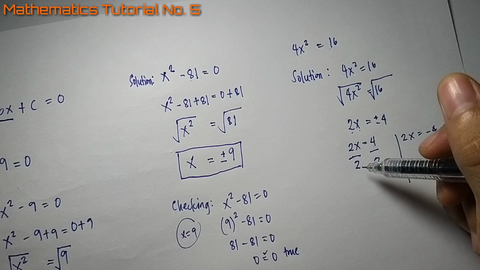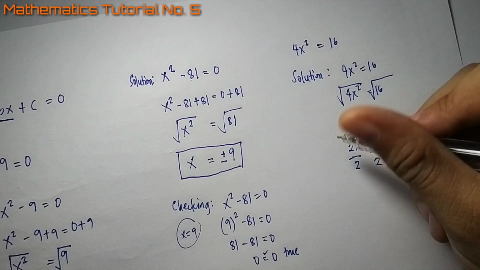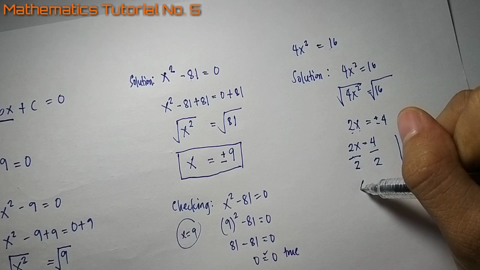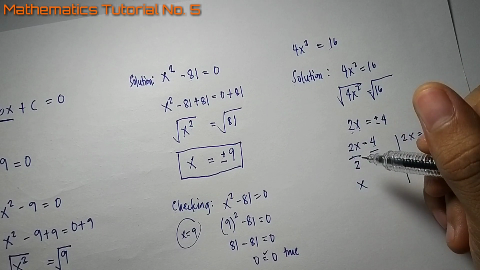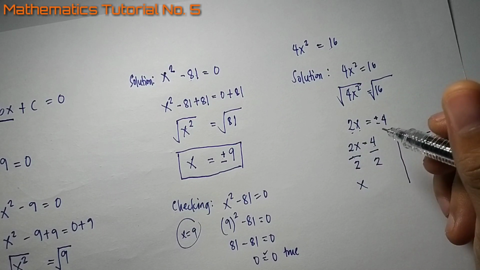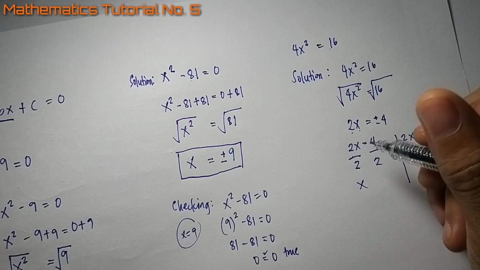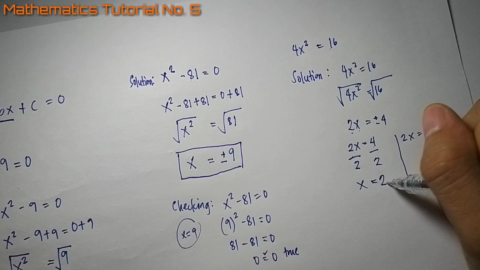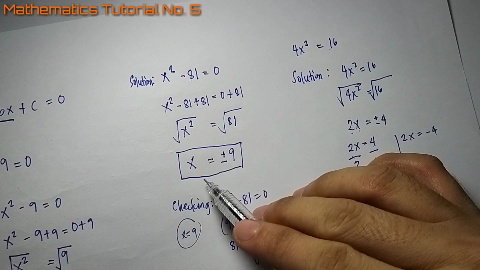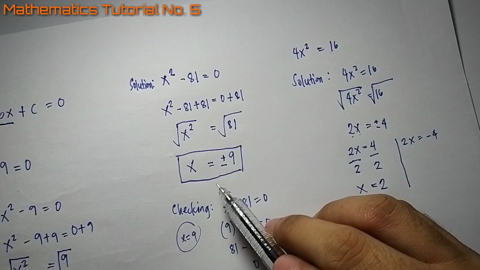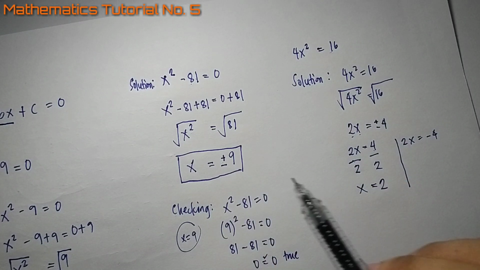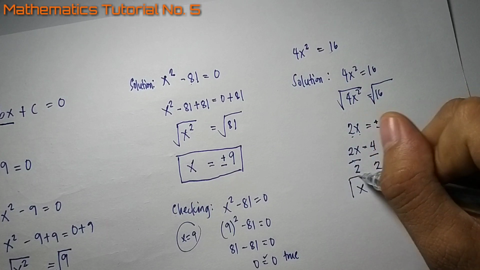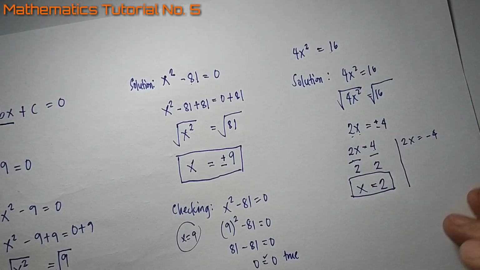So you will just divide both sides by 2, so 2 divided by 2 is 1. So 1x, or just x, right? So we have the answer for x. Okay, do you follow? So we have 4 divided by 2, that is 2. So we already have an answer for x. Same here: x is equal to positive 9 or x is negative 9. So here, x is positive 2.